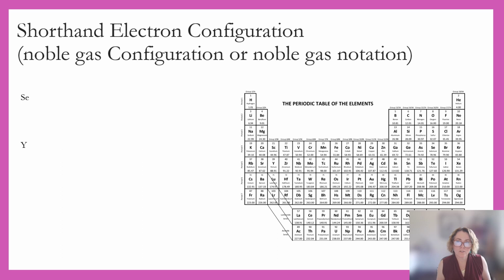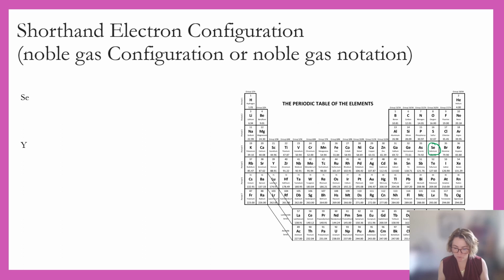Okay, so here we're going to talk about the shorthand electron configuration. You are also going to potentially see this or hear this as the noble gas configuration or the noble gas notation. So the two elements that we're going to do the shorthand electron configuration for are going to be selenium and yttrium. Now, where is selenium? Here is selenium right here. Now, the reason why we are going to focus on this shorthand, and I'm going to actually do the longhand for selenium and then show you how to do the shorthand.